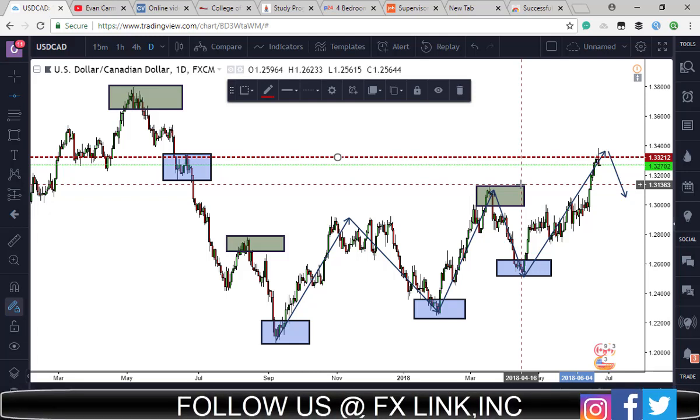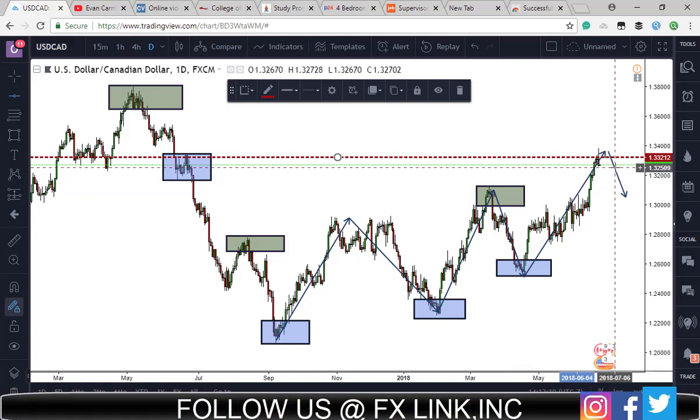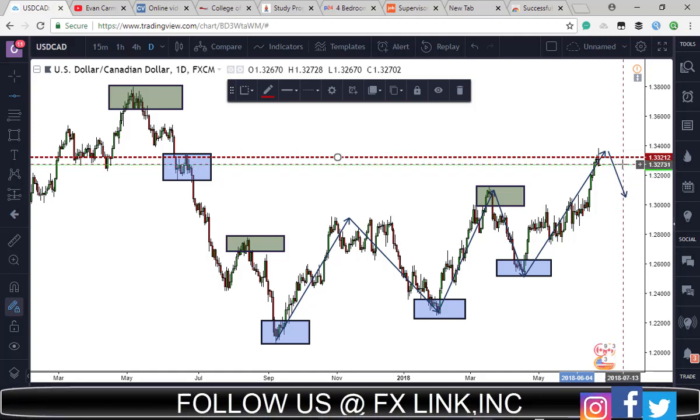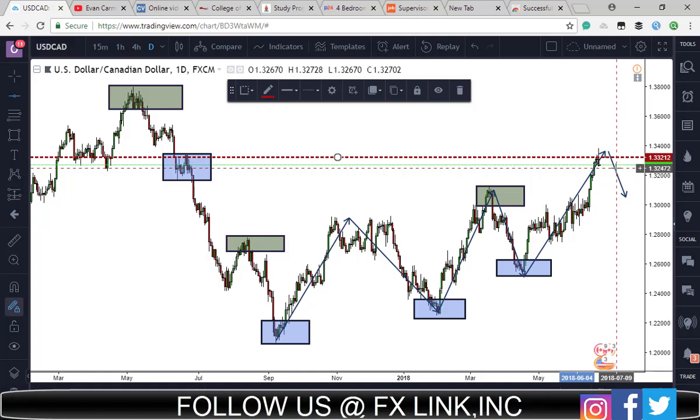I know we're on the daily chart and it looks like a small move, but again, we're on the daily chart. So if we jump down to the lower time frame, this could be a nice 100 pips move.